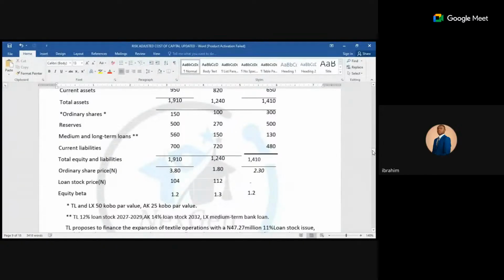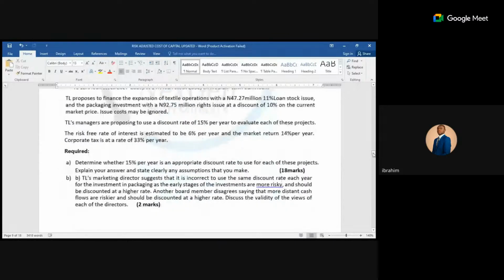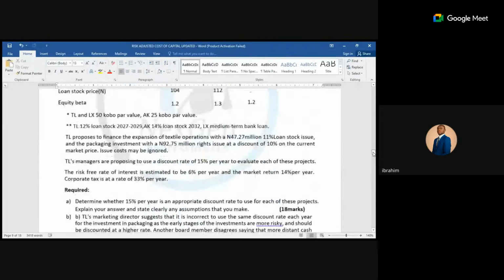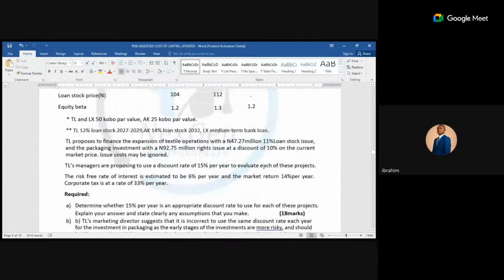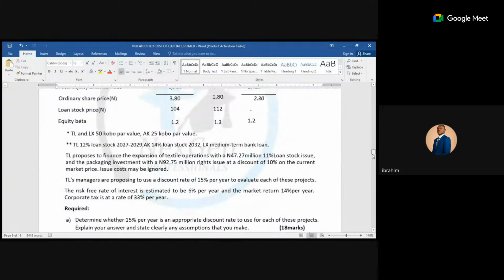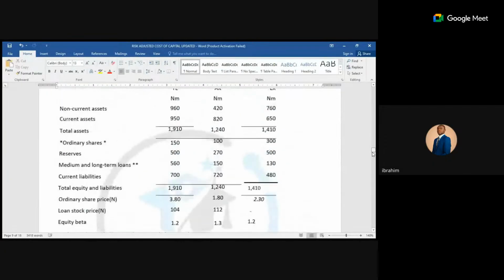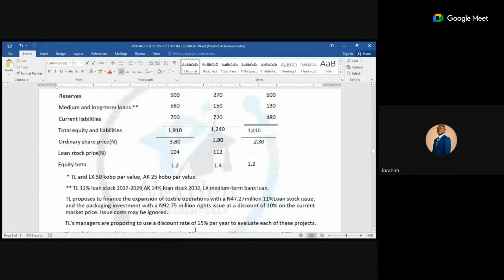That's a very good one. And see, assumption is allowed. That is why they say state clearly any assumptions that you make, class. Since the nominal value is not given, you can state that it is assumed that the nominal value of the debt is 100. State your assumption and move on. It is allowed.